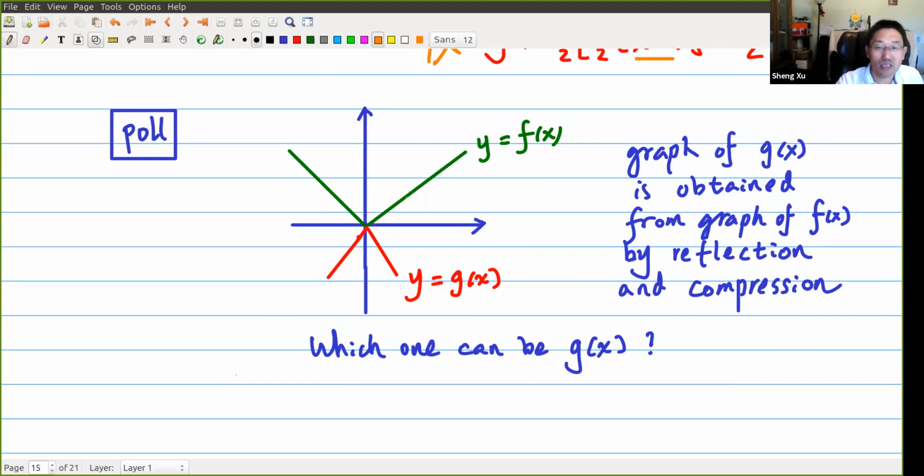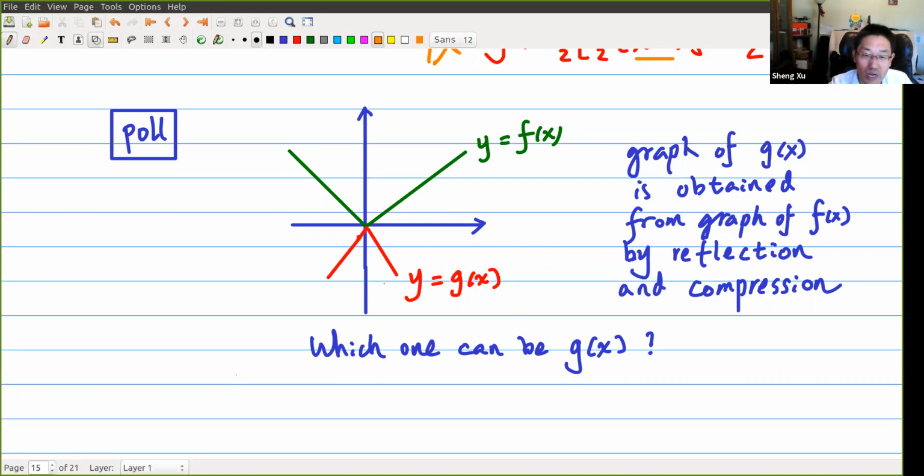So this green curve, like a V shape, is the graph of y equals f(x). Then I have this inverted V, but it's kind of smaller. It's called the graph of y equals g(x). So I tell you, the graph of g(x) is obtained from the graph of y equals f(x) by reflection. Clearly, you see, there's reflection because it's reflected, and also compression because you see the mechanism is different.